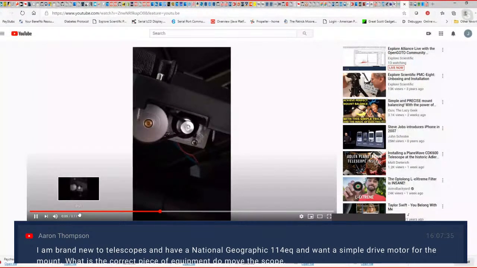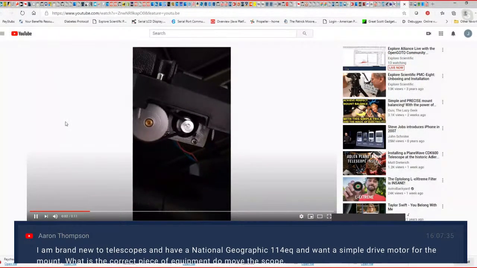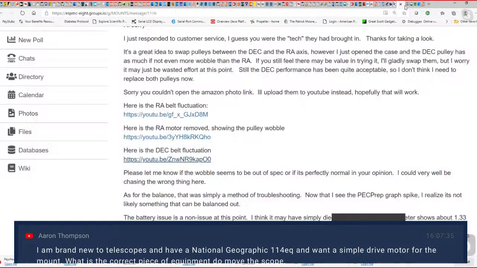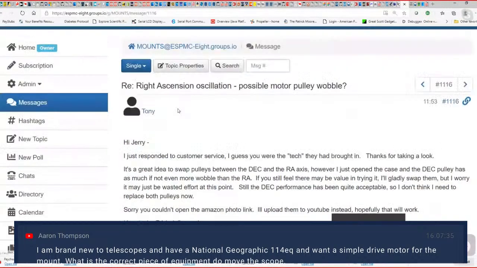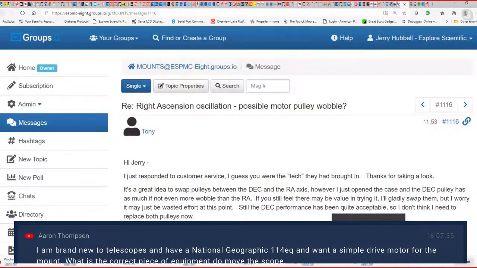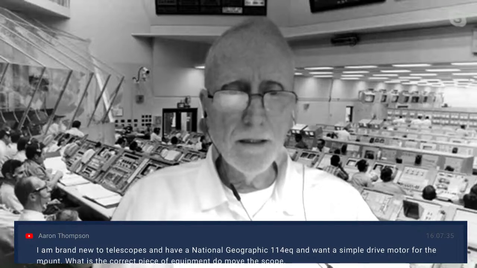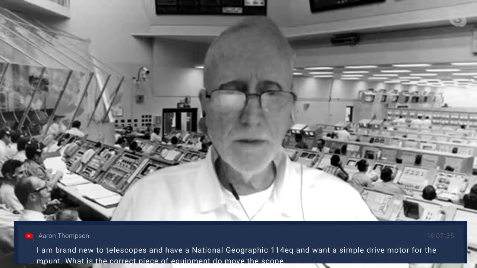Not quite as bad as the RA axis. So that little tiny bit of wobble shows up in that chart. You can see how bad it is.